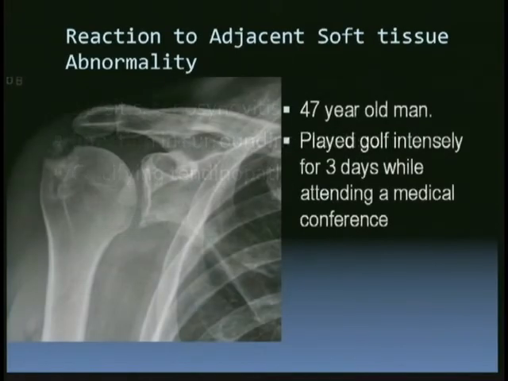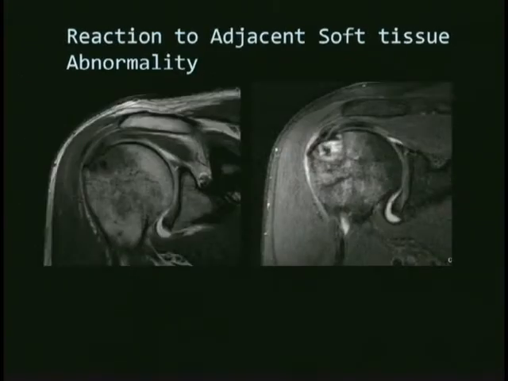tendinopathy. So this is an example of a patient, a 47-year-old man who played golf intensely while attending a medical conference. So obviously this won't happen to you since you're all here, but he had this severe pain and had this calcifying tendinopathy in his rotator cuff. And on MRI, he had this intense bone marrow edema.